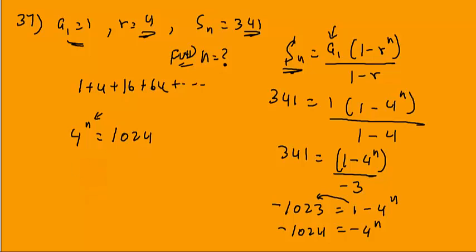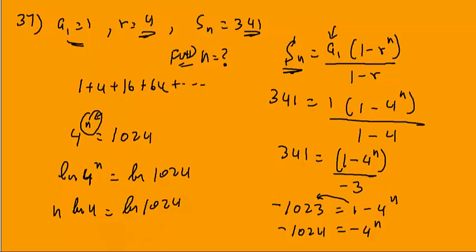The n is in the exponent, so I'm going to have to ln both sides. So ln of 4 to the n is equal to ln of 1024. That's the only way I can solve for that. Using the logarithms, I can bring my n to the front. I get n times ln of 4 is equal to ln of 1024. So my n is equal to ln of 1024 divided by ln of 4.